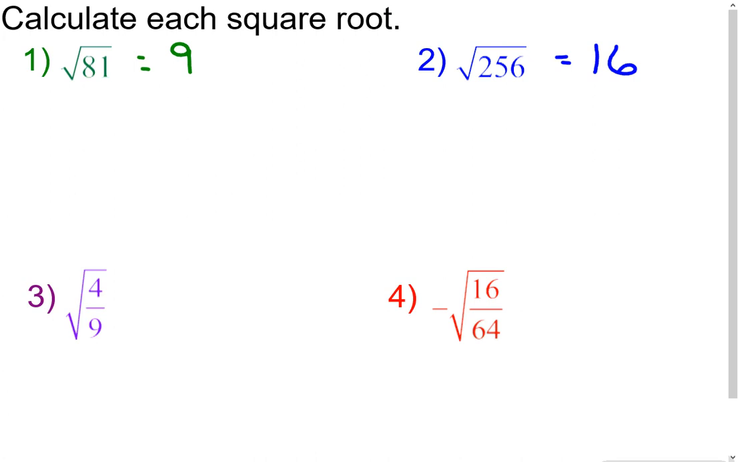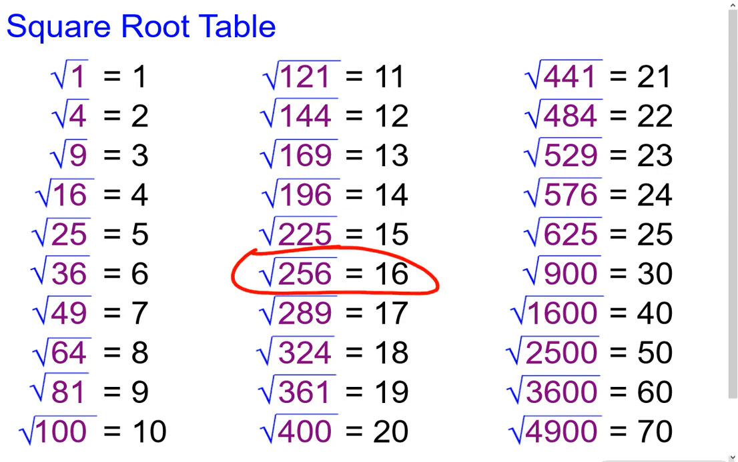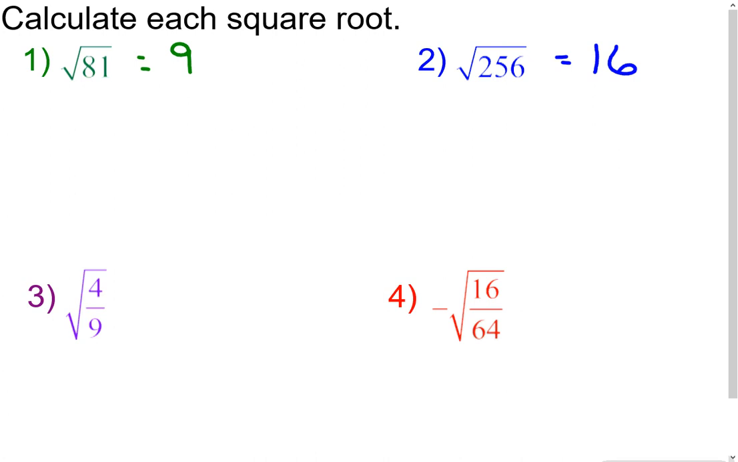How about the square root of a fraction, though? That one's not on this list. So how do I do that? Well, when you take the square root of a fraction, it's just like taking the square root of the numerator and the square root of the denominator. So now you look at it and go, square root of 4, that's 2. And the square root of 9, well, that's 3. So the square root of 4/9 is 2/3.